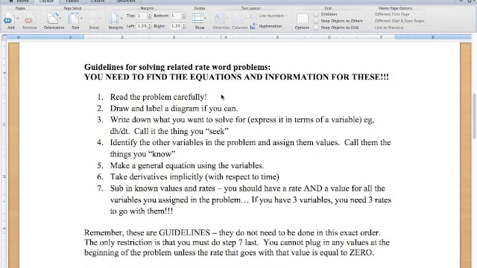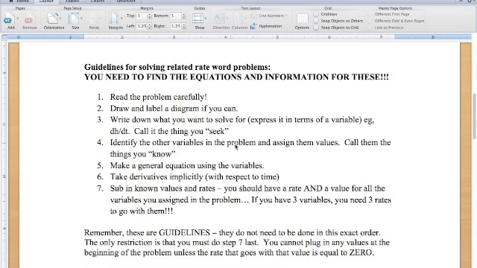So first, obviously, read your problem carefully. Draw and label a diagram if you can. Sometimes you won't need one. Like if we're working with a circle, you won't really need to draw me a picture of a circle. I know what that looks like. Now you're going to want to write down what you're solving for, making sure you give it a variable name. Like if you're looking for the change in height over change in time, write down that you are looking for dh/dt. I'm going to call it the thing that you seek in the problem.